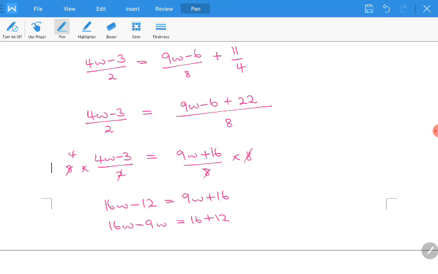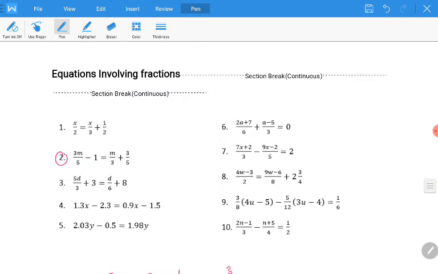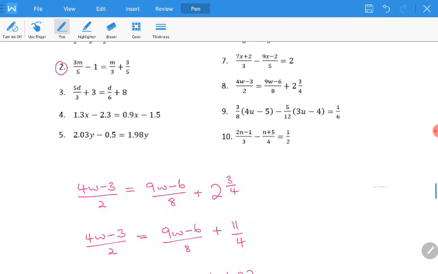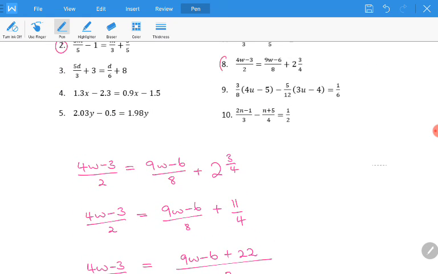16 minus 9 gives me 7. So 7w is equals to 28. So if I divide both sides by 7, it means w is equals to 4. So that's how we can solve question number 8.